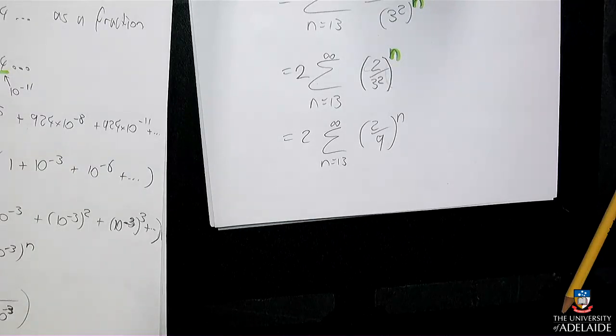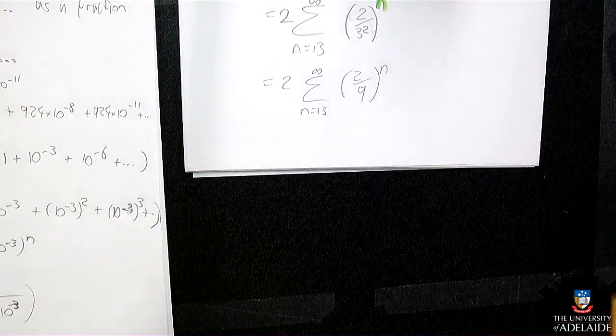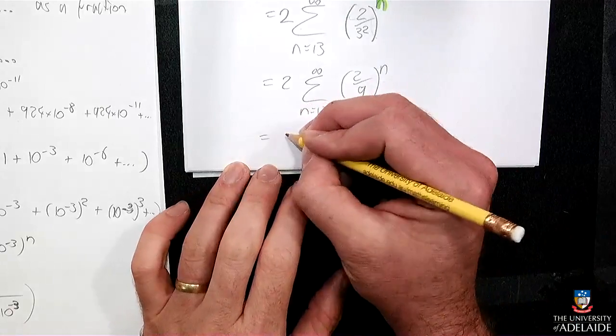Or I can do another clever trick, which is once you've seen it, you can usually replicate. All of those terms, it starts at 2 over 9 to the 13, and then 2 over 9 to the 14, 2 over 9 to the 15. I can divide them all by 2 over 9 to the power of 13. Because they've all got that as part of them. And the other way of dealing with it is this.